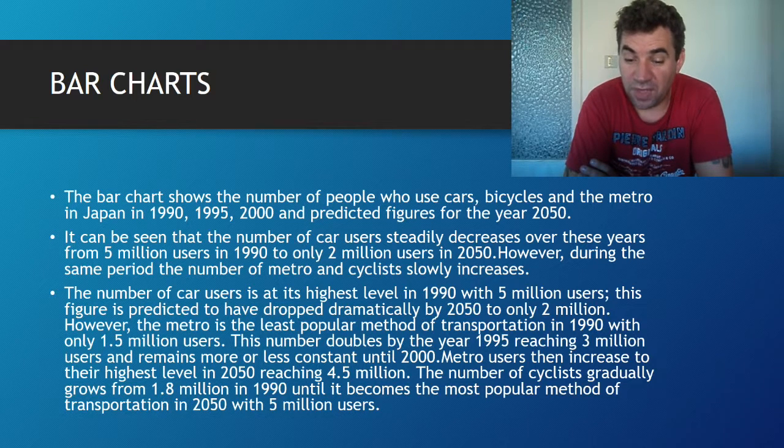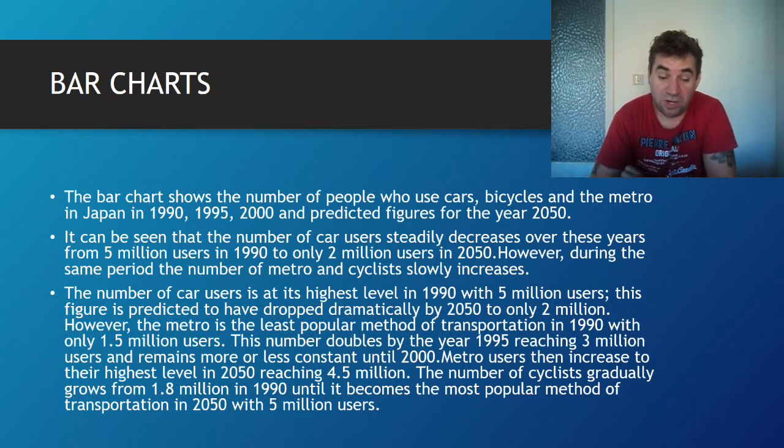Metro users then increase to their highest level in 2050, reaching 4.5 million. The number of cyclists gradually grows from 1.8 million in 1990 until it becomes the most popular method of transportation in 2050 with 5 million users.